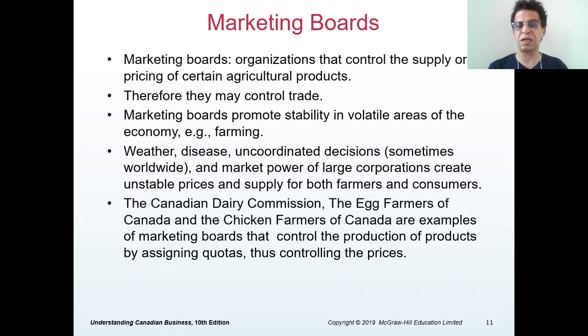Weather, disease, uncoordinated decisions, sometimes worldwide, and the market power of large corporations create sometimes unstable price and supply for both farmers and consumers. So you need a marketing board to protect the farmers and consumers in this field. Then you have, for example, the Canadian Dairy Commission, the Egg Farmers of Canada and the Chicken Farmers of Canada, which are examples of marketing boards that control the production of a product by assessing quotas and controlling the prices.